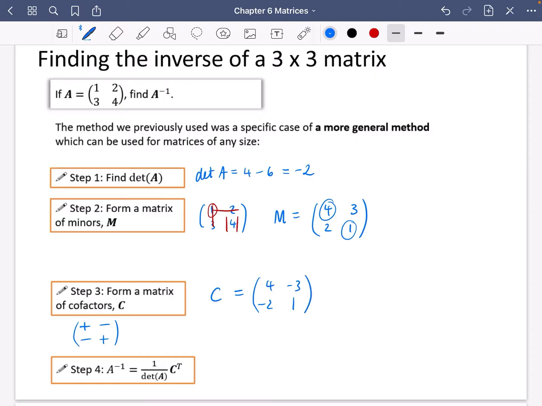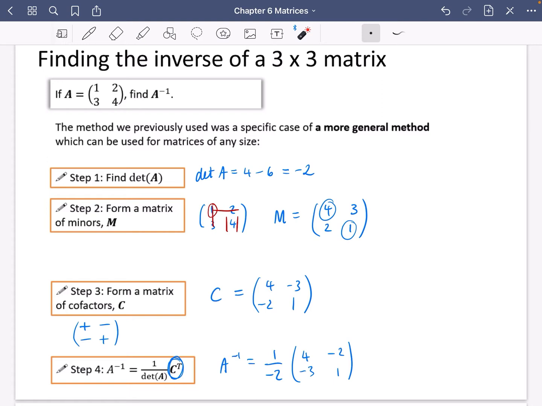Your last step to find the inverse is to do 1 divided by the determinant, multiplied by the transpose of that matrix, 4, 1, minus 2. So it's going to be 4, minus 3, and then minus 2, 1. So there are quite a lot of steps. You find the determinant as normal. You do this new part where you find a matrix of minors.